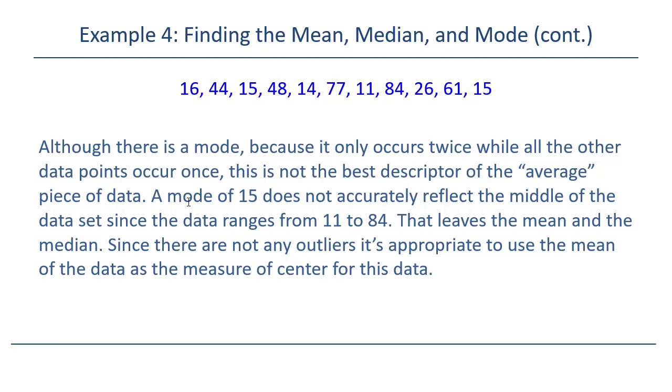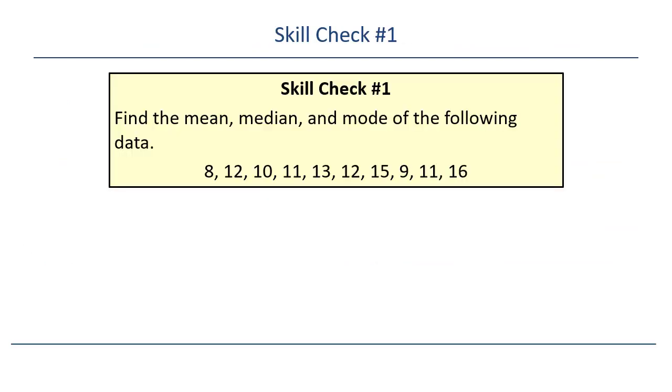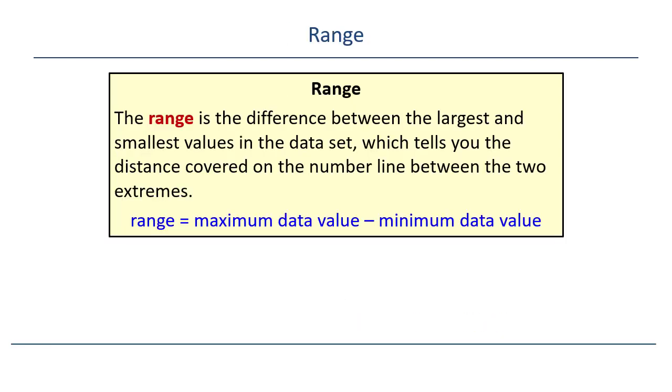Now, in the case of this, 15 only shows up twice in a set of 11 numbers. That's not frequent enough to think of it as the average. And in fact, numerically, it's nowhere close to 26. Okay, pause the video really quick and see if you can calculate the mean, median, and mode for that set of data. Did you get these? Hopefully you did. And remember, depending on your technology, it might not give you both, so sometimes you have to visually find modes. Order everything and just look for them.